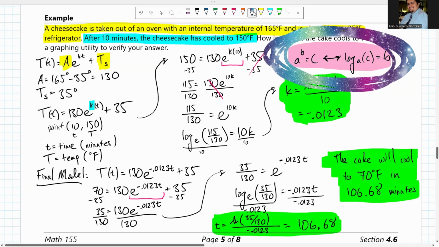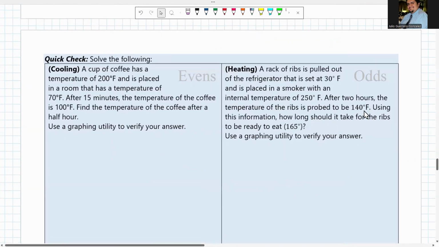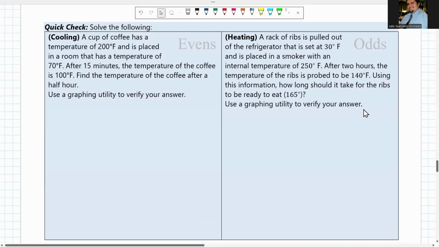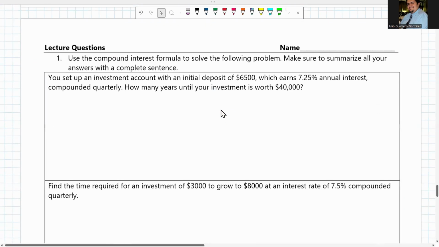Okay. What comes up next? Let me get rid of that highlight. What comes up next? Some quick checks. One of them is cooling. One of them is heating. I'm going to give you guys a good handful of minutes to do these, just to get them right. And after that, we've got lecture questions.